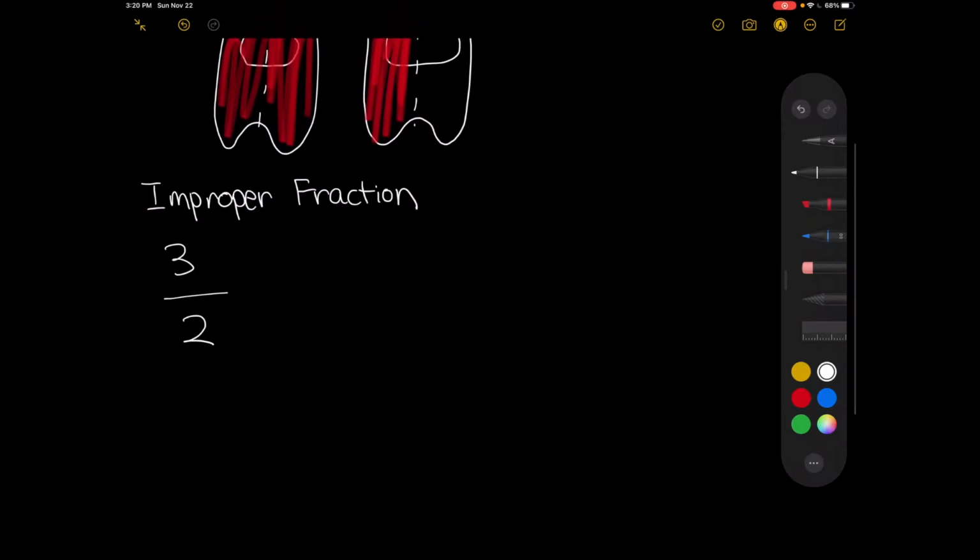An improper fraction is a fraction with a numerator that's bigger than the denominator. And that's why it's called an improper fraction, because fractions usually have a numerator that's less than the denominator.